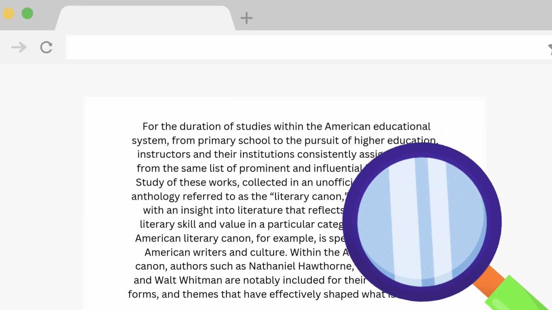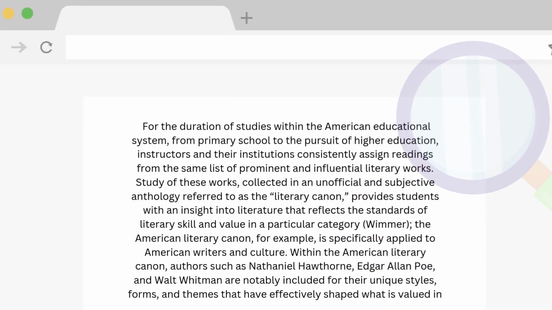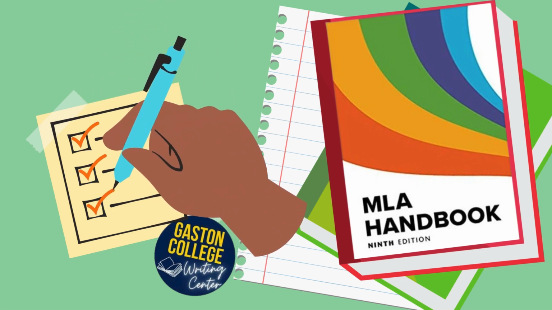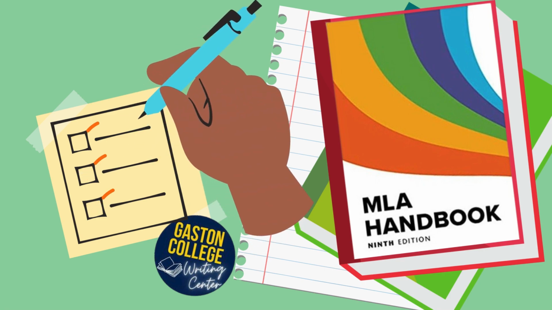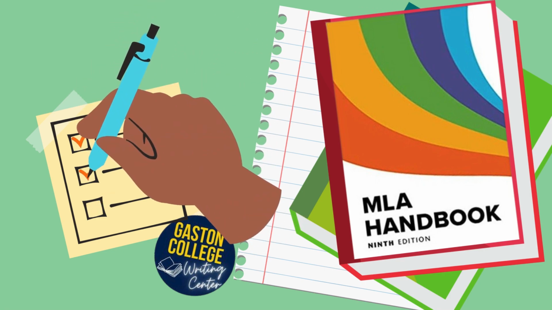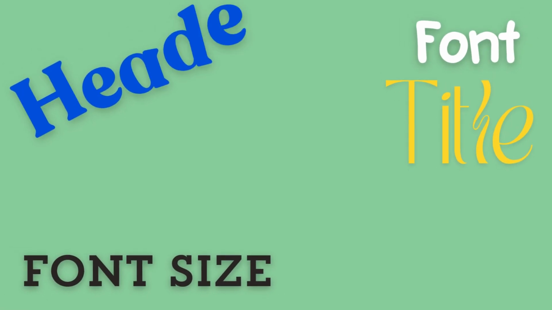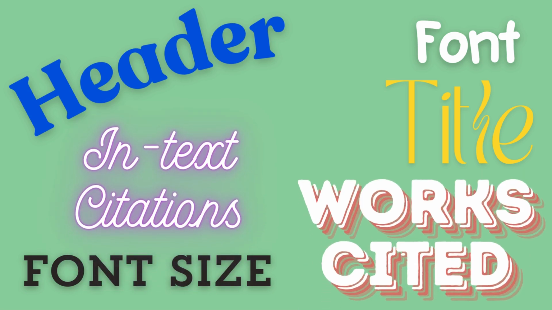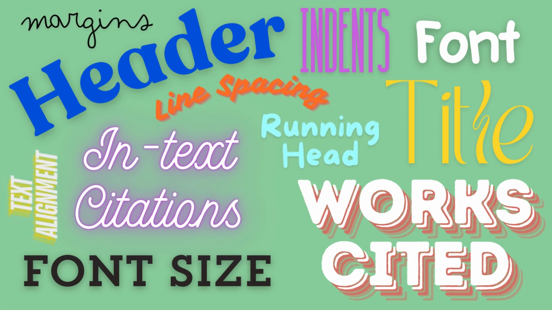Several somethings, actually. You see, MLA 9th edition has a set of rules that students must follow in order to ensure that their work is formatted properly. This includes things like font and font size, title and header, as well as citations both in text and in your works cited page, among other things.